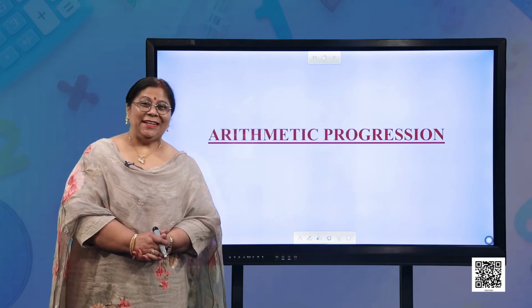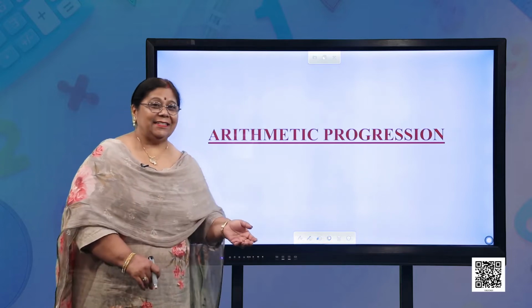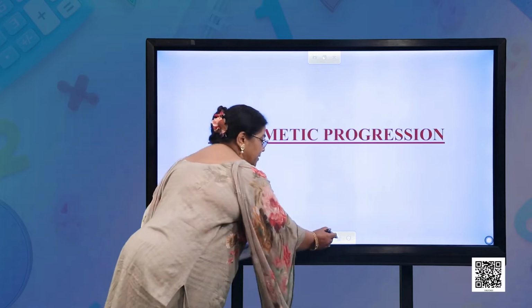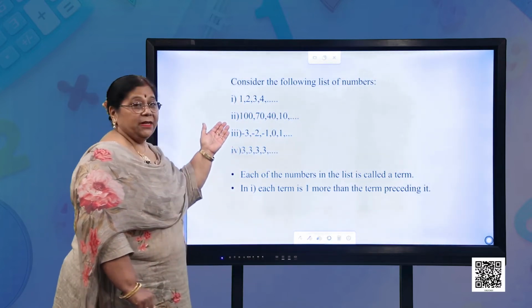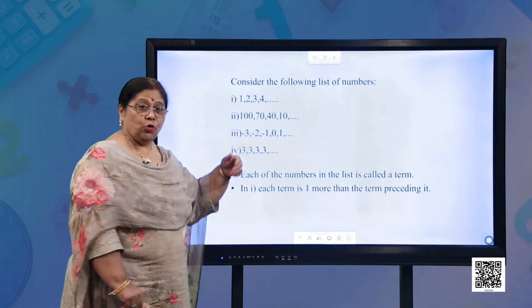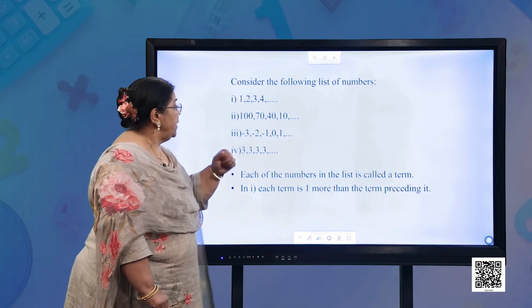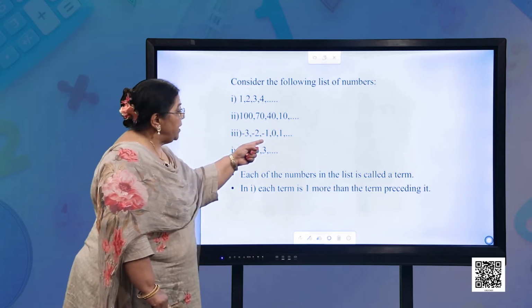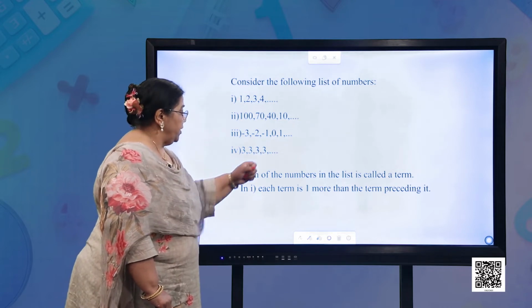So, students, was the story interesting? Okay. Now, let us consider some examples. See here, the lists of numbers: 1, 2, 3, 4 and so on; 100, 70, 40, 10 and so on; minus 3, minus 2, minus 1, 0, 1 and so on; and 3, 3, 3, 3.